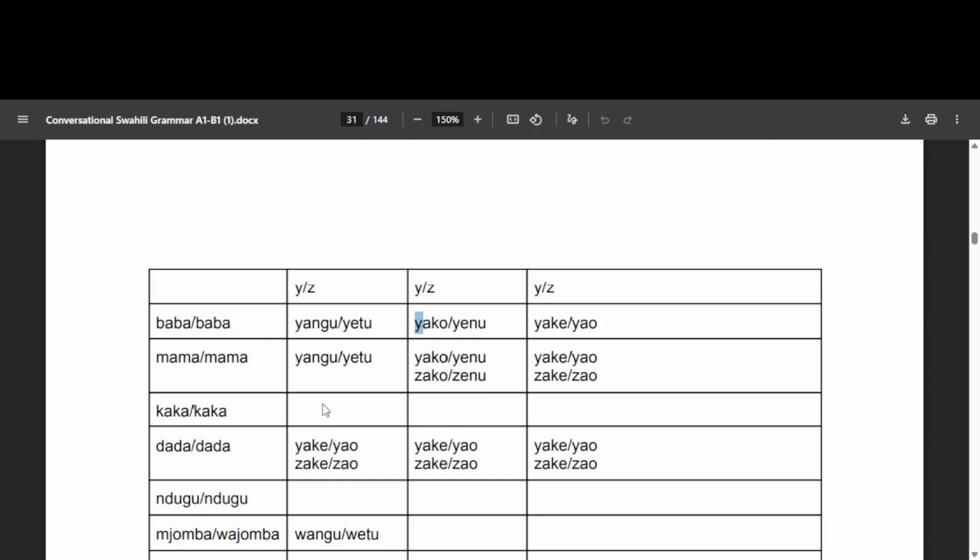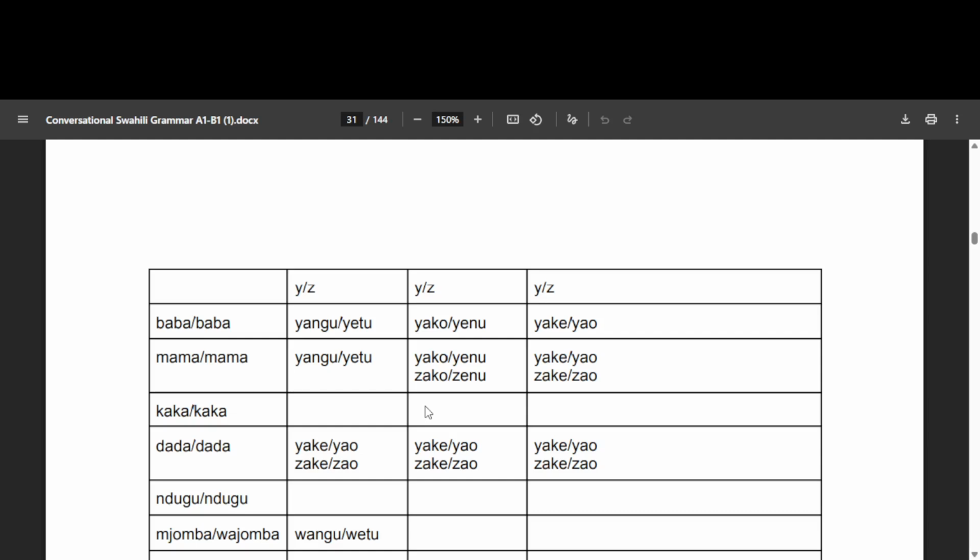Same to kaka. If it's my brother, I say kaka yangu. And if they are many, kaka zangu. Your brother, kaka yako. And if they are many, kaka zako. Okay? Same to dada, ndugu, and so on.